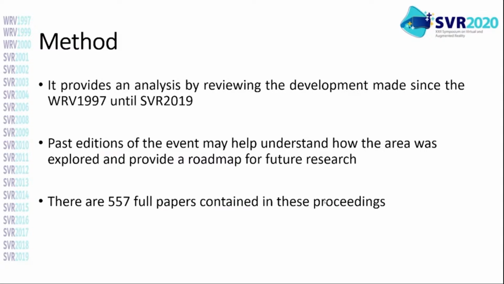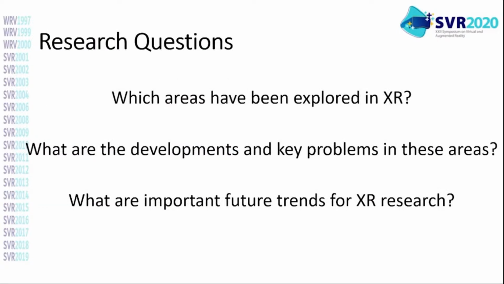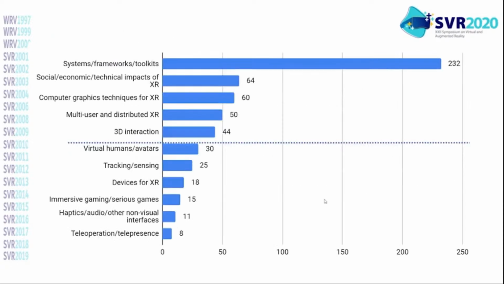We reviewed the full papers from previous conference proceedings. There are 557 full papers. They provide an interesting snapshot of emerging research trends in XR. Our analysis was specifically guided by the following three questions. Which areas have been explored in XR? What are the developments and key problems in these areas? What are important future trends for XR research? We grouped past XR research into 11 topics. They are based on the key topics used in the previous editions of the conference.